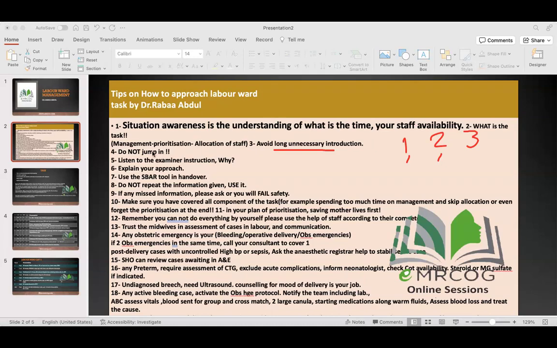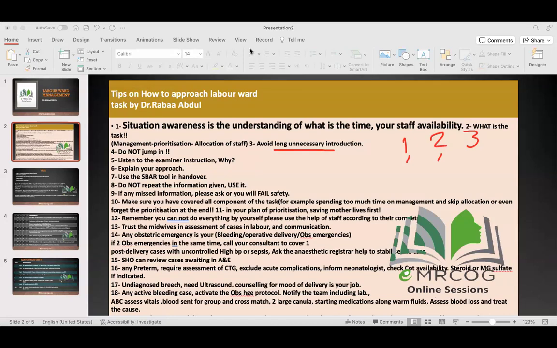Don't jump in. Please don't jump in. Sometimes people are under stress, so they will say, hello, good morning, I would like to start with case number 8 or 6 or whatever. And I don't know if you can imagine, some people don't even say hello or good morning or good evening. They just start. It's like, oh, I know that time is needed, so I will start.